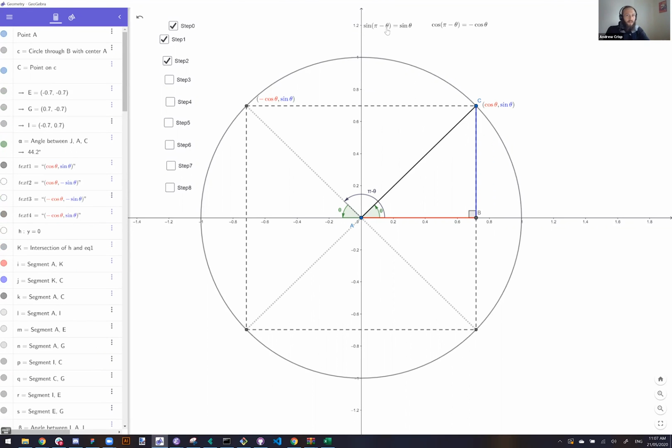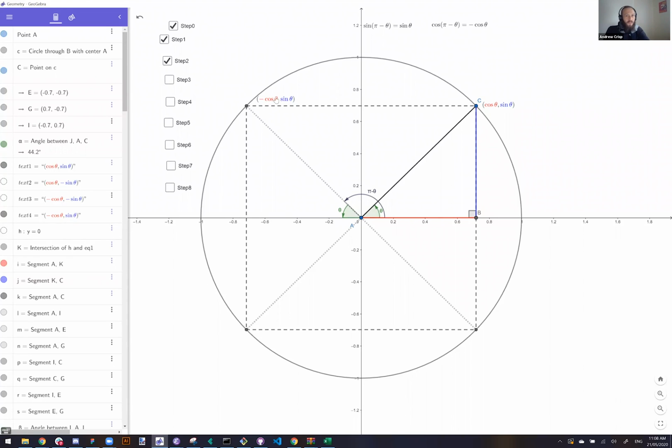Sine of pi minus theta, the height of the point when you go pi minus theta radians around the circle, is the same as the height of just going theta. This distance is the same as this distance, and it's in the same direction. On the other hand, cos of pi minus theta is the opposite. Cos theta is this way. Cos of pi minus theta is the same value, but negative.